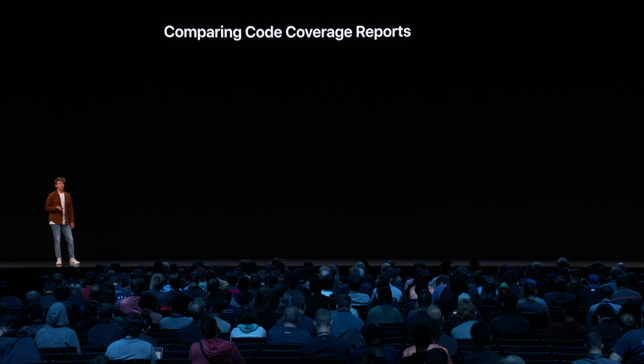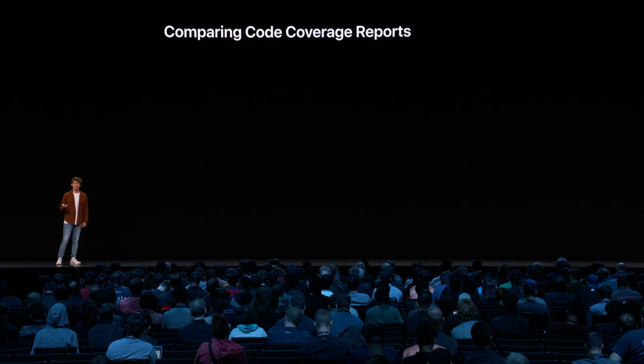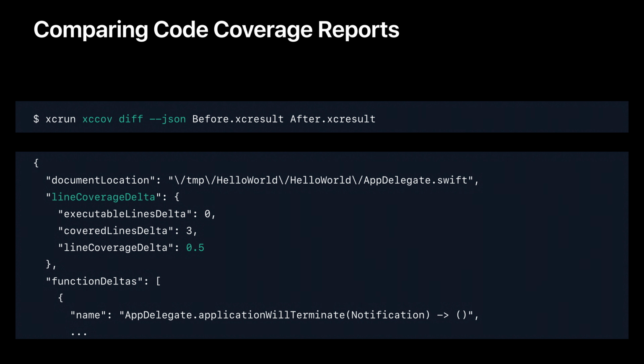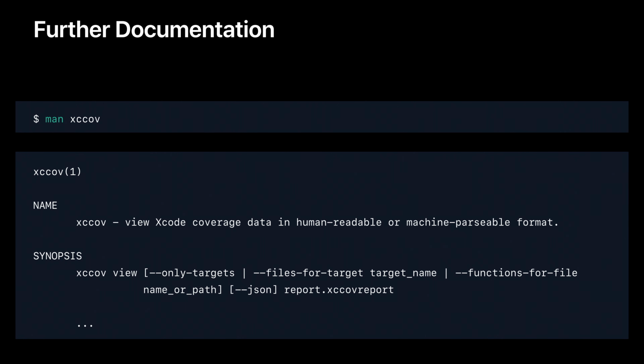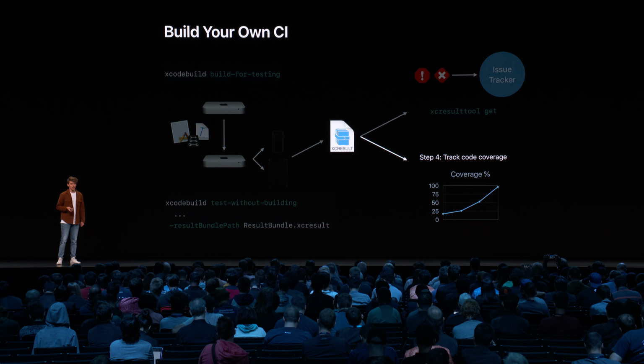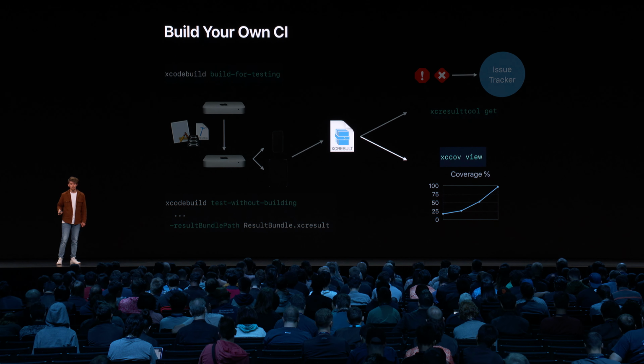Now, simply viewing the coverage report may not be exactly what you want. If instead you want to compare two reports to see if coverage has gotten better or worse, you can use the diff command. Pass the paths to 2 result bundles to the tool, which will produce output similar to this. In this example, we can see that the code coverage for our app delegate file increased by 50% between the 2 result bundles. Like XCResultTool, XCCOV also has a man page, so check that out for more info. And with that, we can finally fill in our last step. We'll use XCCOV to extract code coverage from the bundle to track our progress over time.